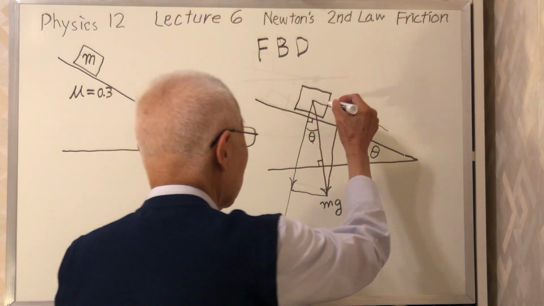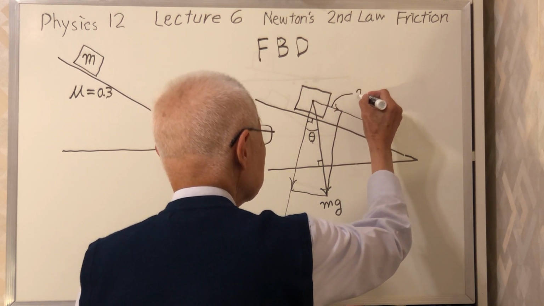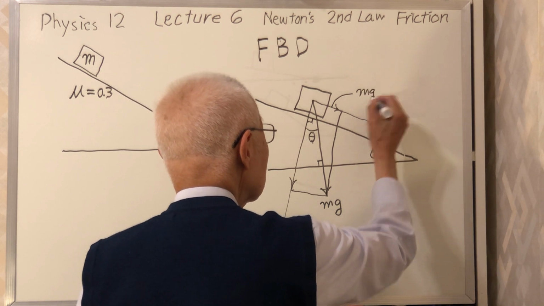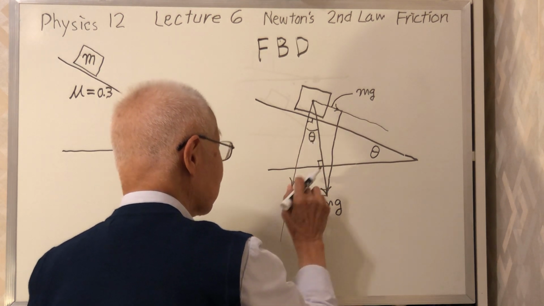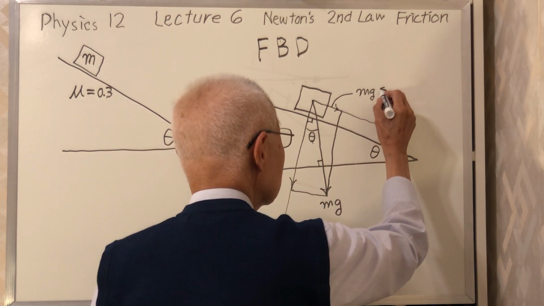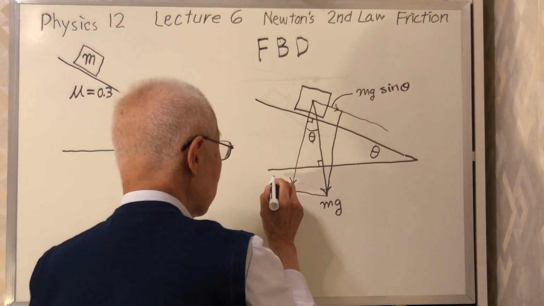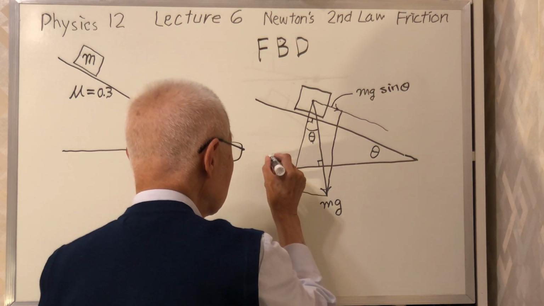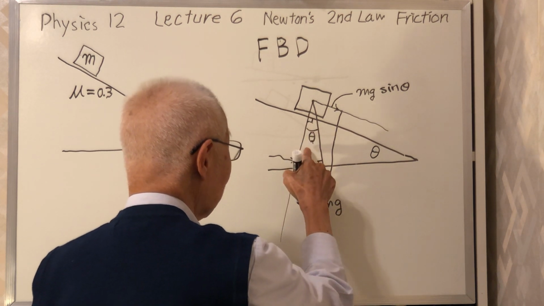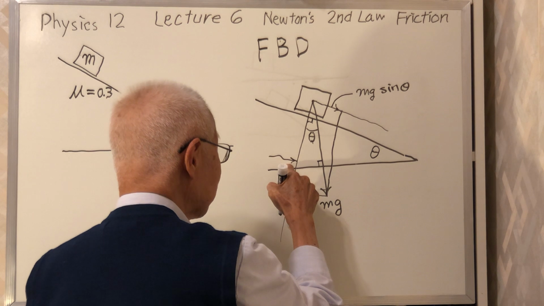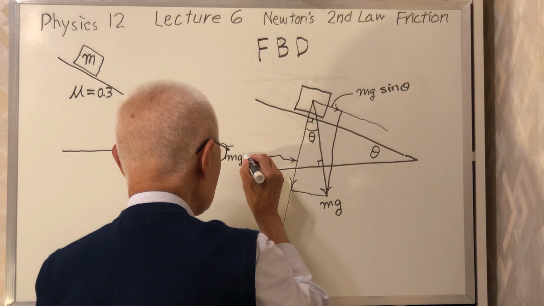Then what is this component? This component will be mg. This side is the opposite side of angle theta, so it's mg sine theta. And this, referring to this angle theta, is the adjacent side, so this is mg cosine theta.